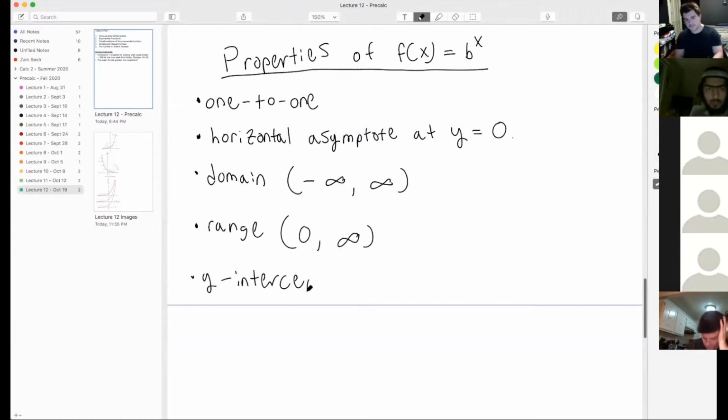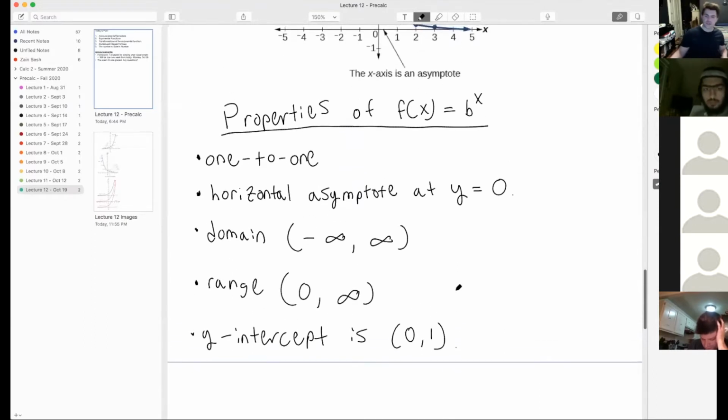The y-intercept is going to be (0, 1). How do I get that? Well, you just plug in x equals 0 into your function. If you plug in x equals 0, you get b to the 0th power, which is always 1. That's why this coordinate pair is on the graph.